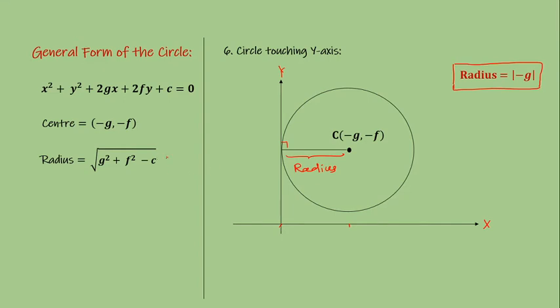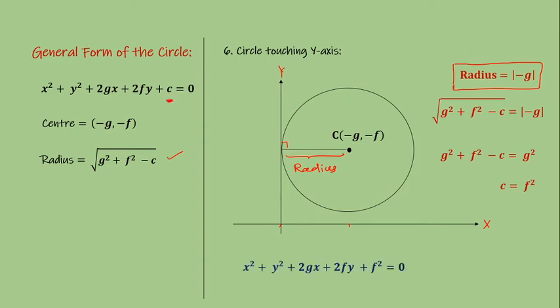Now, with reference to the standard formula of the radius, you can write root of g square plus f square minus c is mod of minus g. In the next step, if you square, we can write g square plus f square minus c is g square. And then the c value becomes f square. Now, if this value of c you put here, one can write the equation of the circle as x square plus y square plus 2gx plus 2fy plus f square is equal to 0. This is the equation of a circle touching the y-axis.